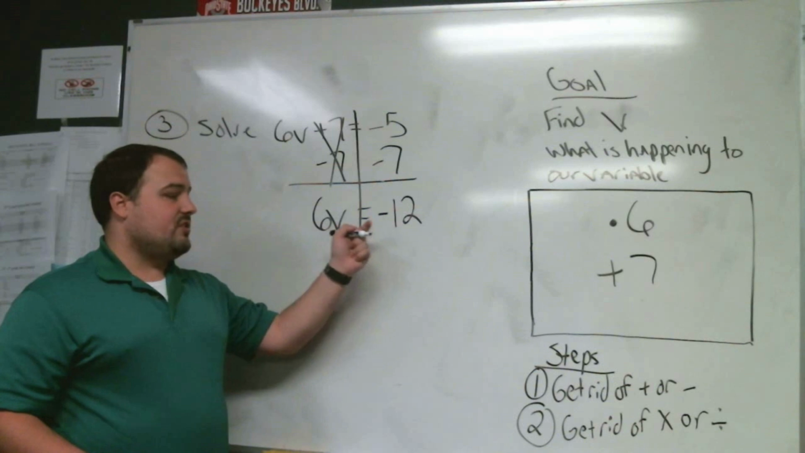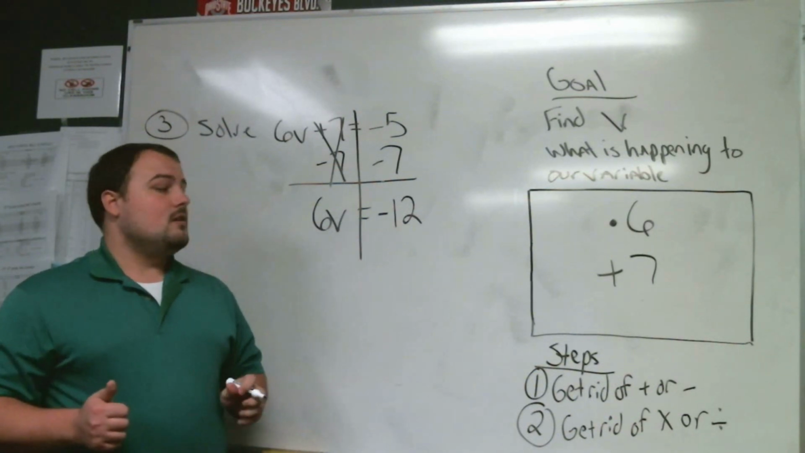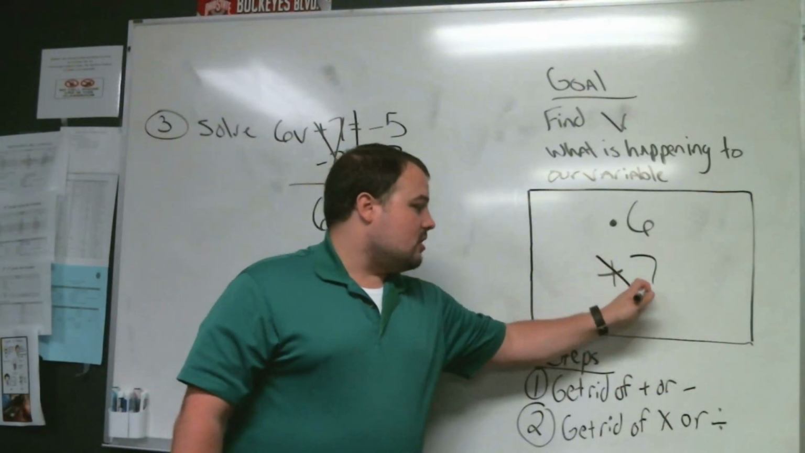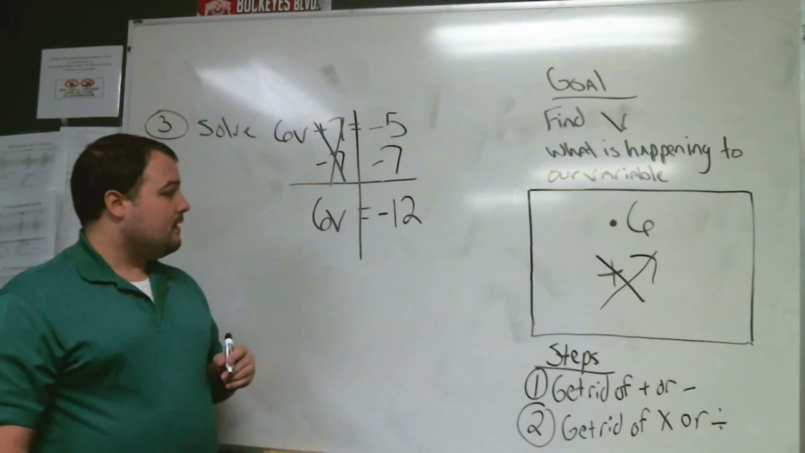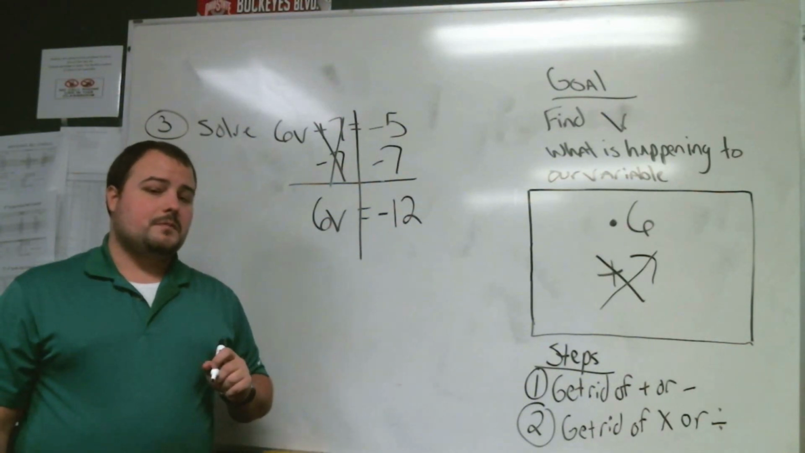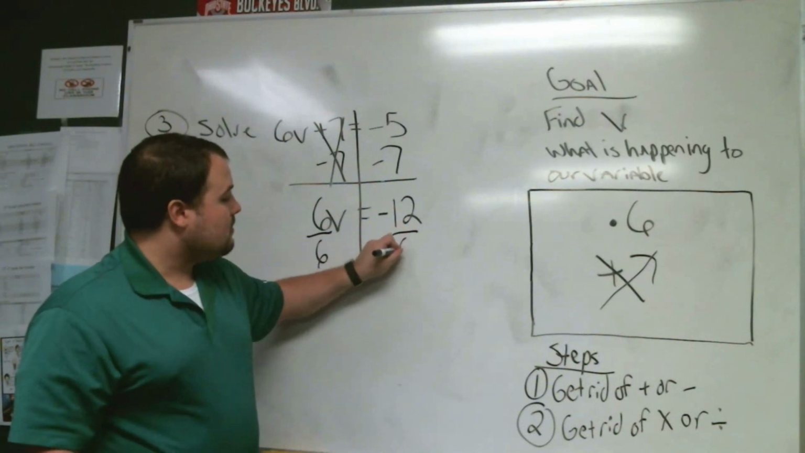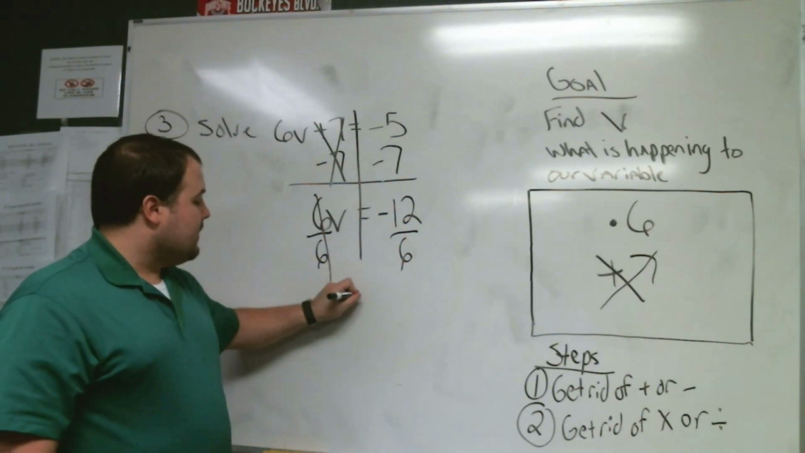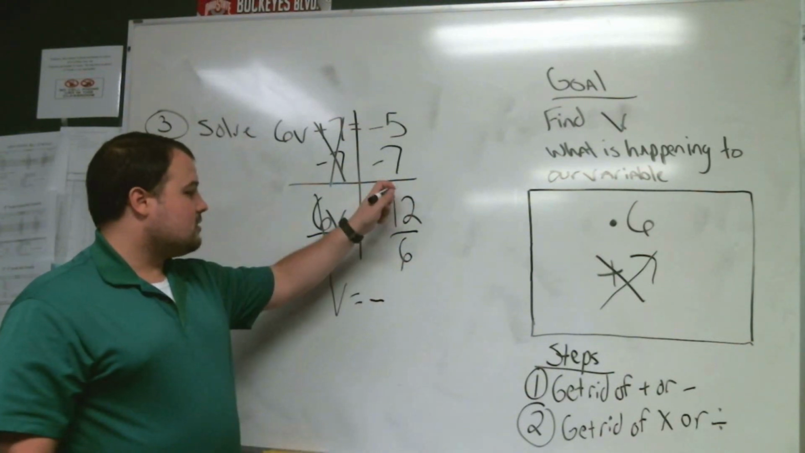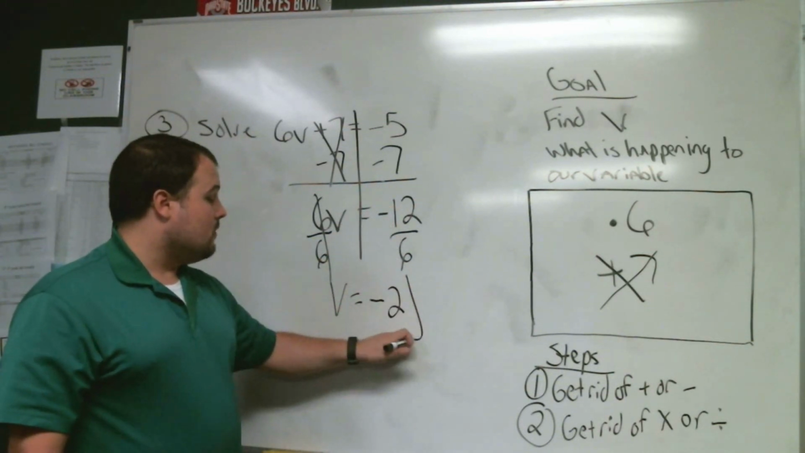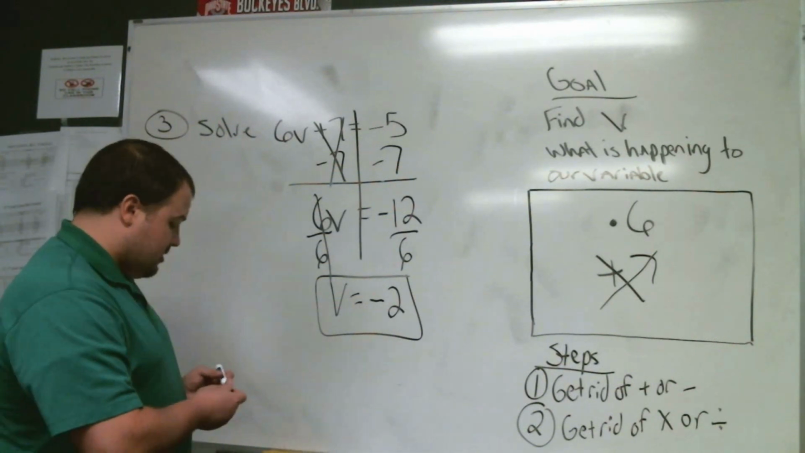Or 6 times something equals negative 12. Our job is still to figure out v. So notice that the plus 7 is gone. So if we want, we can cross that out and say, well, that's the only thing we had to get rid of now. We still have 6 times v. To get rid of multiplication, we do division. And we get v equals a negative divided by a positive is a negative. 12 divided by 6 is 2. v equals negative 2. As always, we should check our solution.